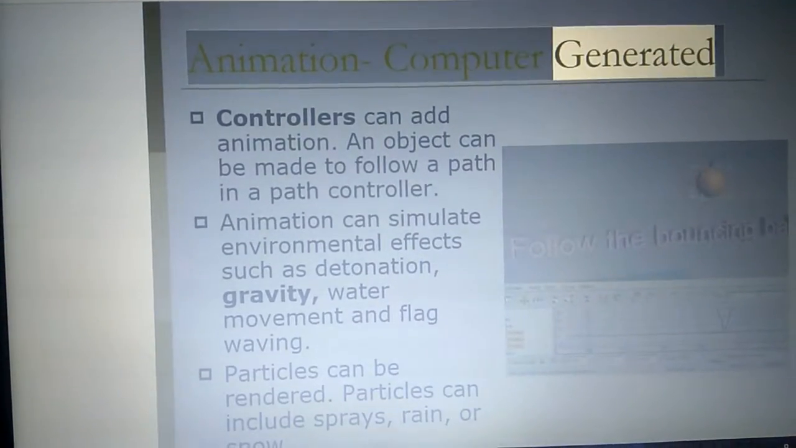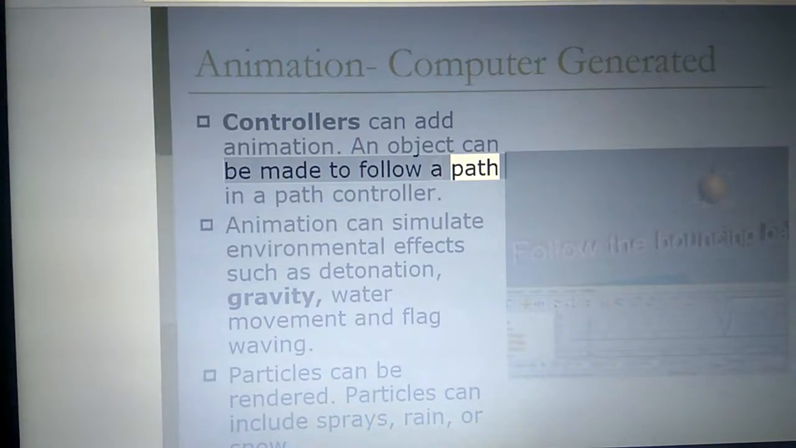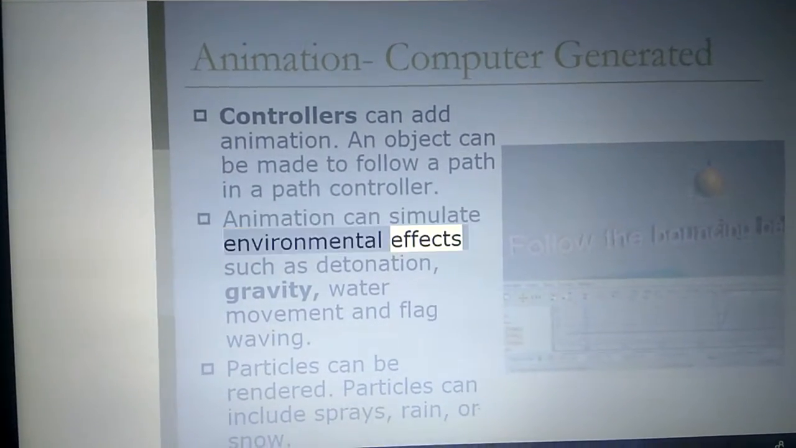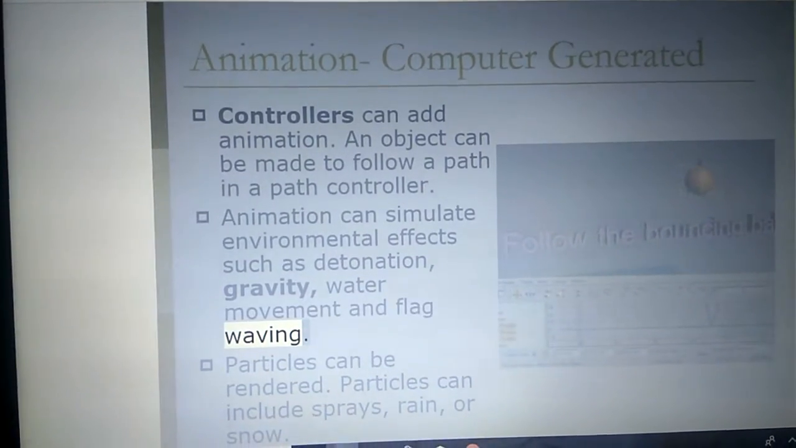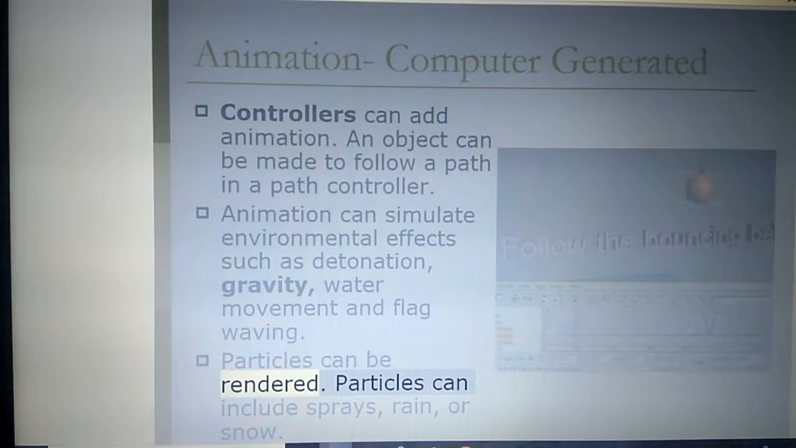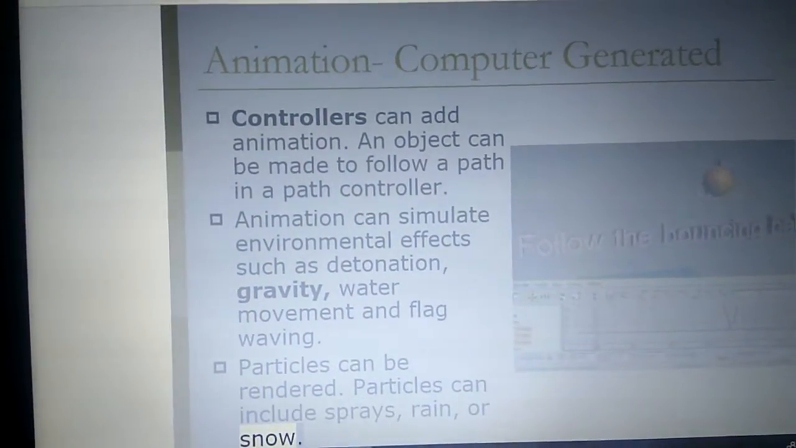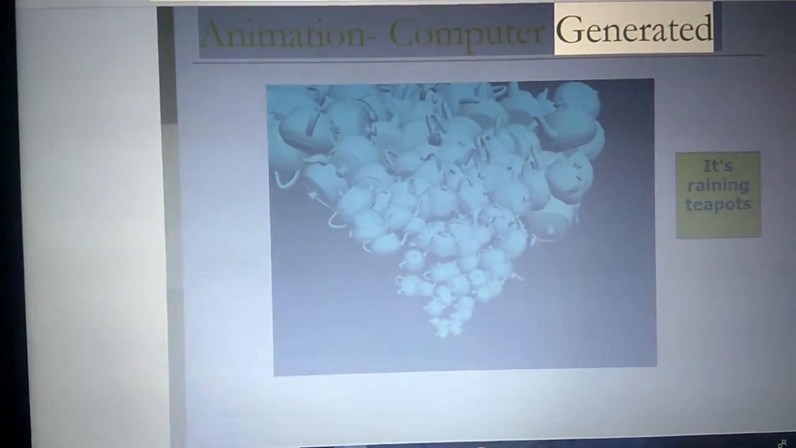Controllers can add animation. An object can be made to follow a path in a path controller. Animation can simulate environmental effects such as detonation, gravity, water movement, and flag waving. Particles can be rendered. Particles can include sprays, rain, or snow. It's raining teapots.